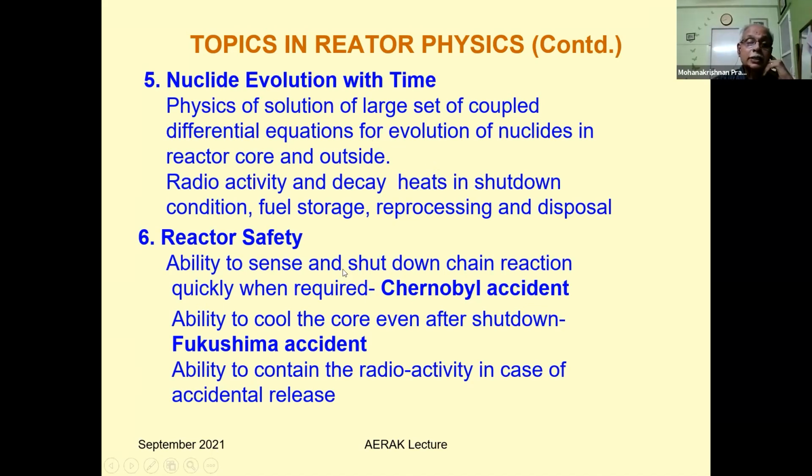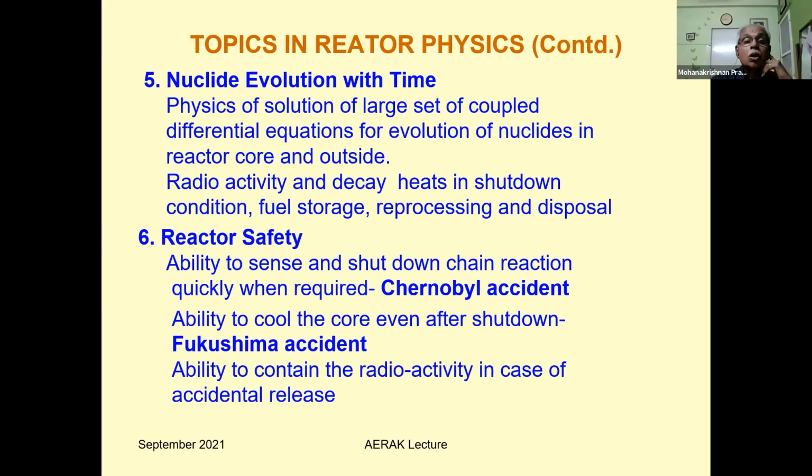Finally, there is reactor safety, which I mentioned, that is, the ability to sense and shut down the chain reaction quickly. Because of the inability to do so, the Chernobyl accident took place. Other is the ability to cool the reactor even after shutdown by emergency cooling systems. This is the reason for the Fukushima accident, because the diesel generators, which were supposed to work after the reactor shut down, were flooded by the water and could not give power. And that is the reason for the Fukushima accident.